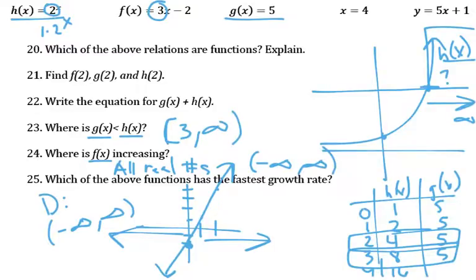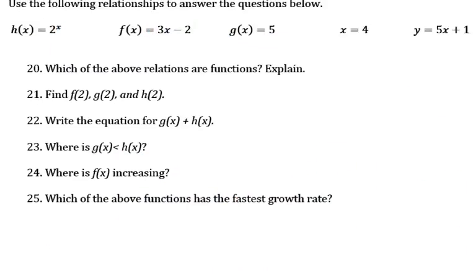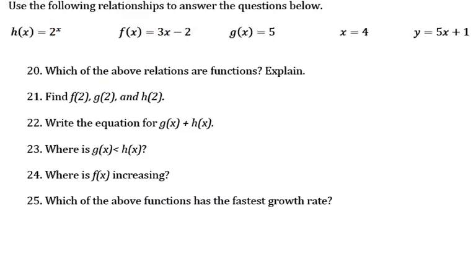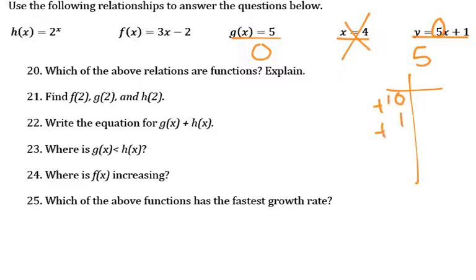Okay. Now, last one. Which of the above functions has the fastest growth rate? Well, is g of x growing? No, it's got a growth of 0. X equals 4 is not a function, so don't even include it. Y equals 5x plus 1. Its slope is 5. So if we think about a table, every time we add 1 on the right side, we're going to be adding 5. Whereas f of x, we're going to be adding 3. So adding 5 is always bigger than adding 3, right?